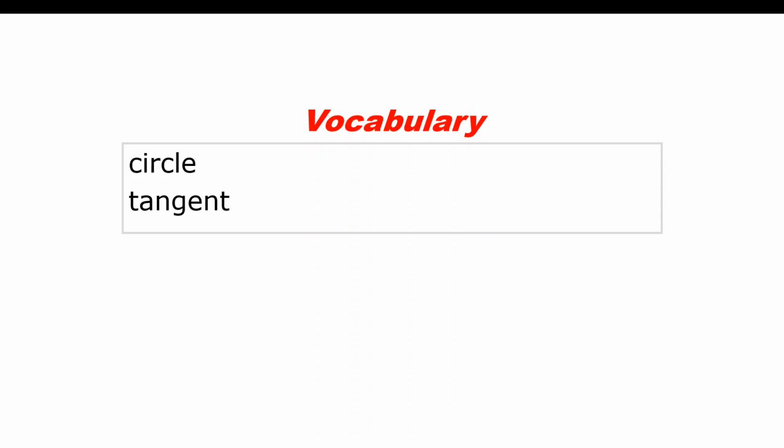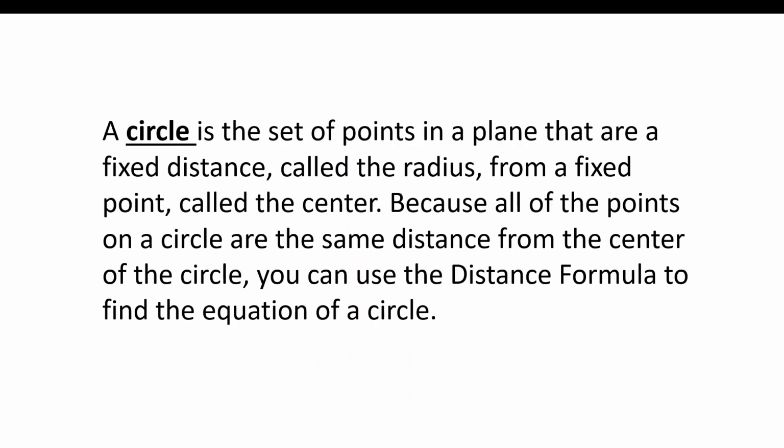The vocabulary for today is tangent and circle. A circle is a set of points in a plane that are a fixed distance called the radius from a fixed point called the center. So this is something that you already know. If I have a fixed point and I have a radius, these are all going to be the exact same distance, and mine is obviously not perfect, but you get the idea. This is our center, this is our radius.